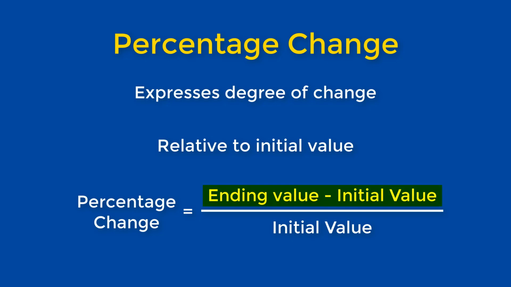The numerator represents the change itself. By subtracting the beginning value from the ending value, we determine the total change that took place in this time period. We then divide the total change by the initial value to express the degree to which the change caused a deviation from the initial value.